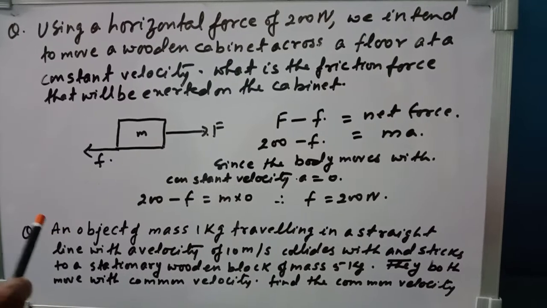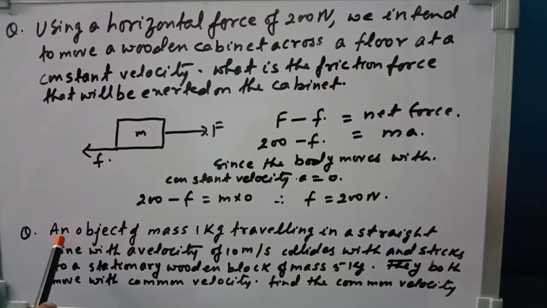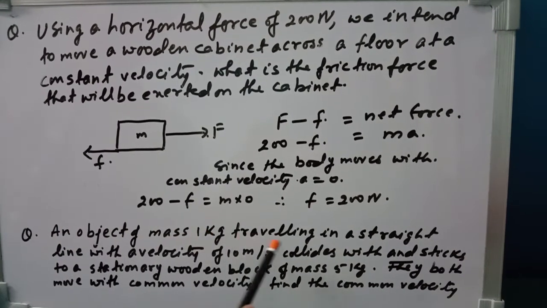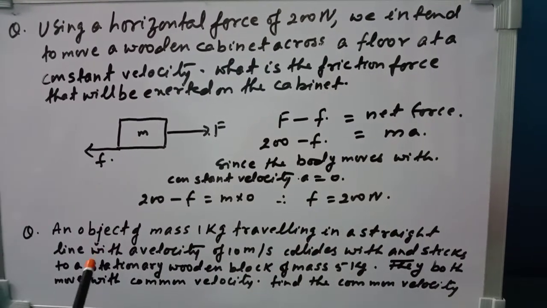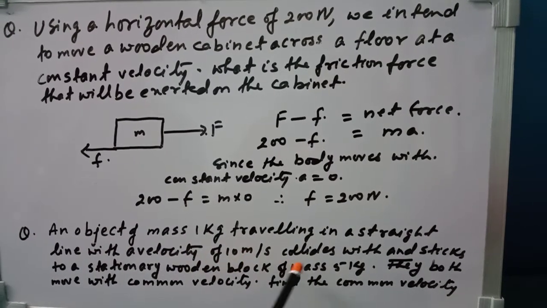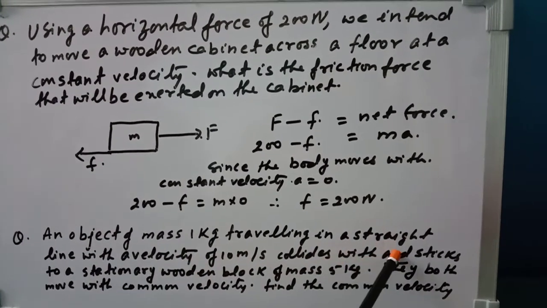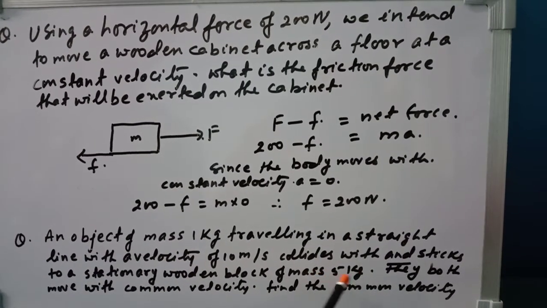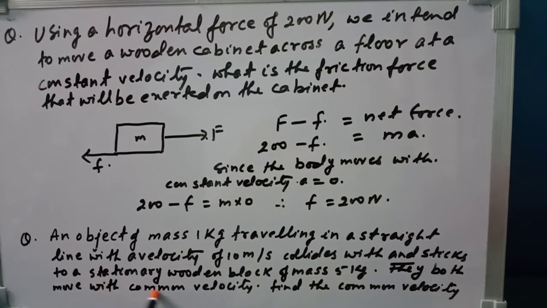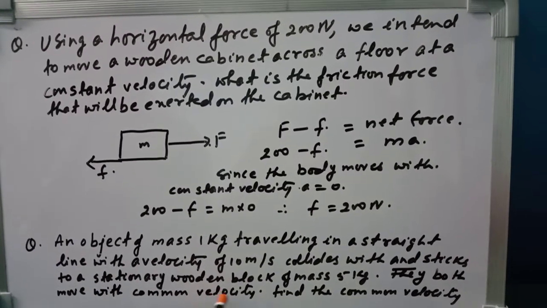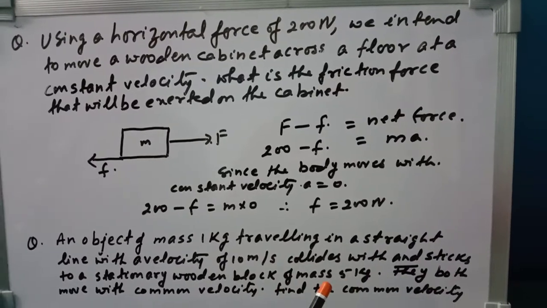Now another question that is related to conservation of momentum. An object of mass 1 kg traveling in a straight line with a velocity of 10 meter per second collides with and sticks to a stationary wooden block of mass 5 kg. After colliding, they move with common velocity together. Find the common velocity.